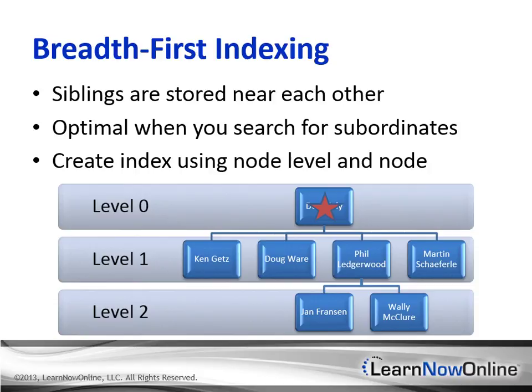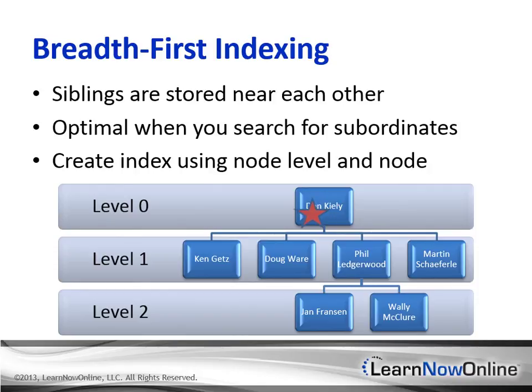And once again, I'll show how this indexing works. So this time, indexing starts at the root, me, going to Ken, and then to Doug, to Phil, and continuing across to Martin before going down to the next level and picking up Jan and Wally. So quite a different way that SQL Server is going to navigate a breadth-first index.